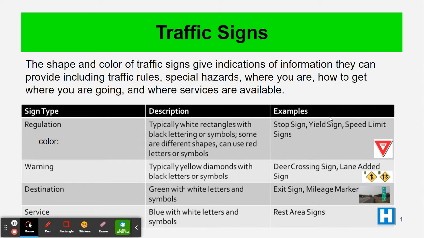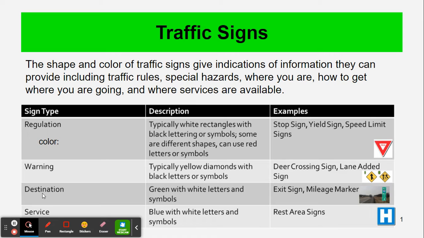Okay. To a lesser degree of importance, but still incredibly important for good, actually great drivers, are warning signs. Okay, so warning signs are typically yellow. They're typically yellow diamonds with black letters or symbols. Okay, so here's what they look like over here. And we can get anything from a deer crossing sign to a lane added sign. For example, here's a lane added sign. Here's a merge sign, right? So merge is coming up. Usually after a merge sign, a warning sign, we'll find a yield sign, right?